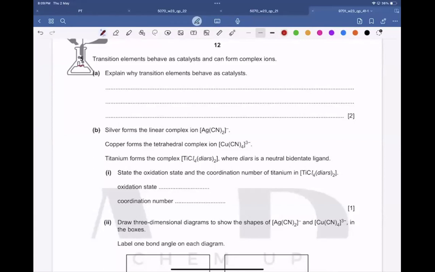Now question number 5. Transition elements behave as a catalyst and can form complex ions. Explain why transition elements behave as a catalyst.